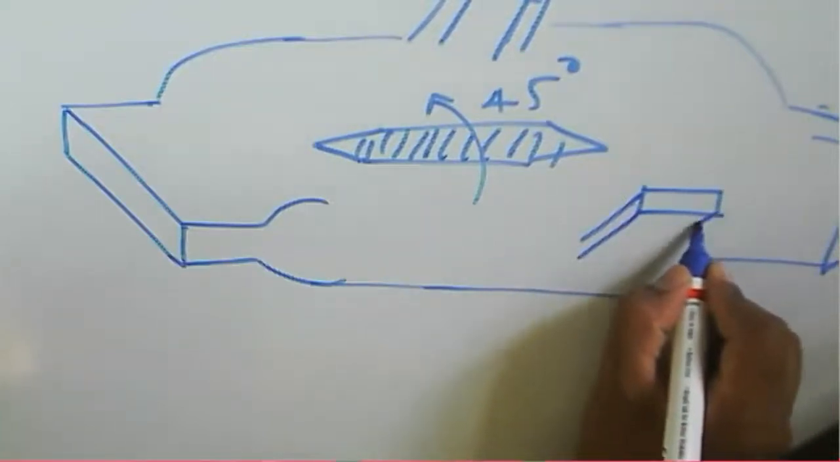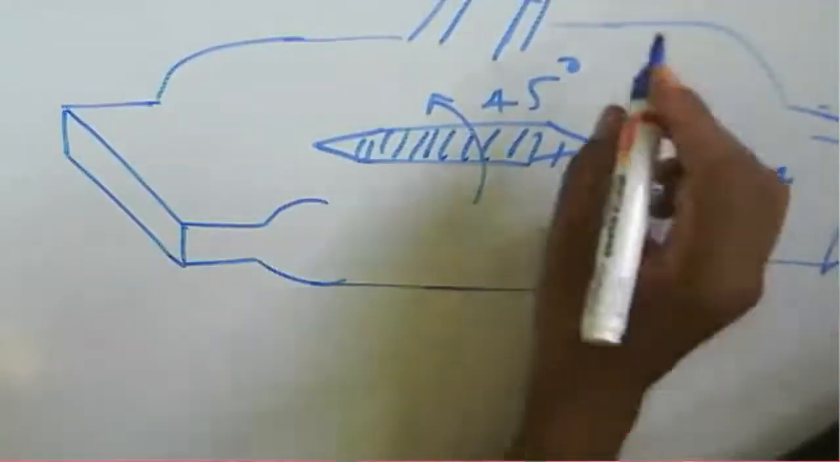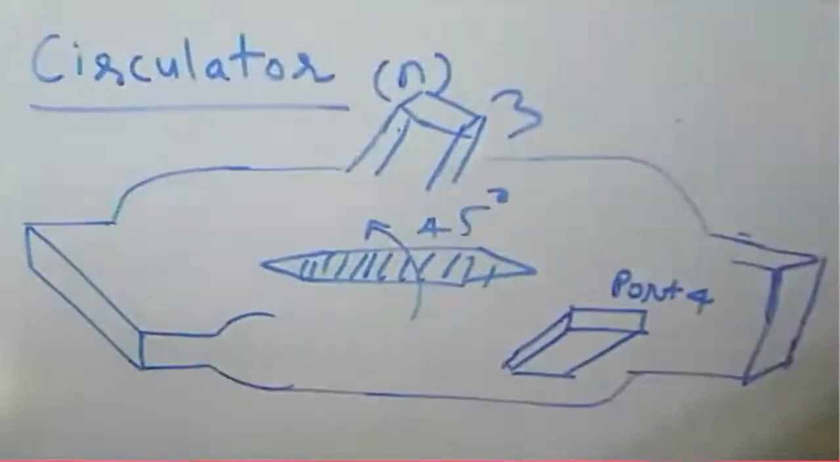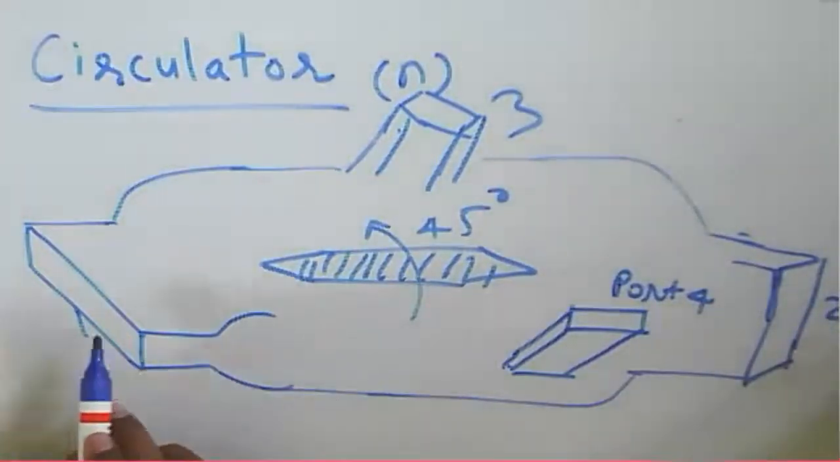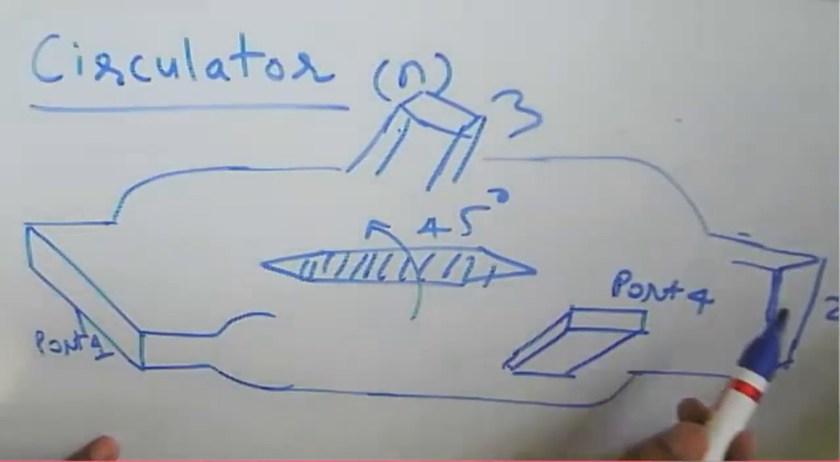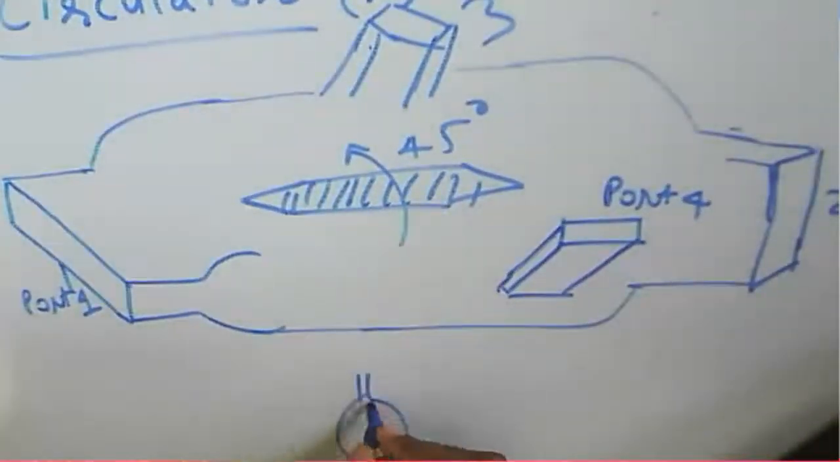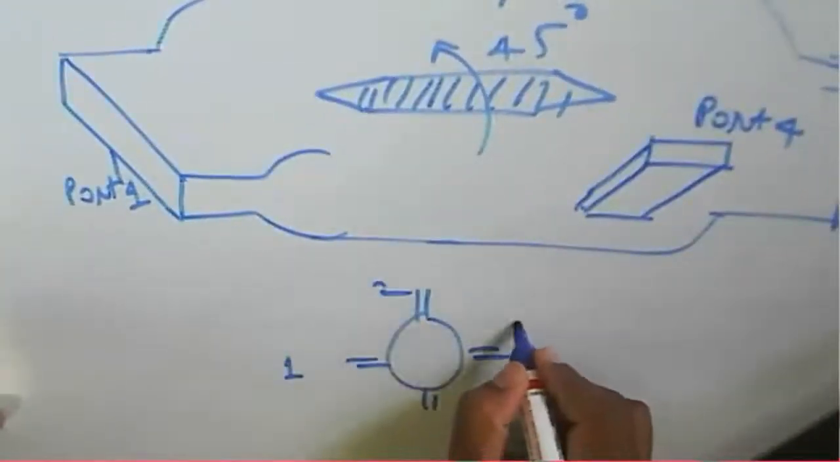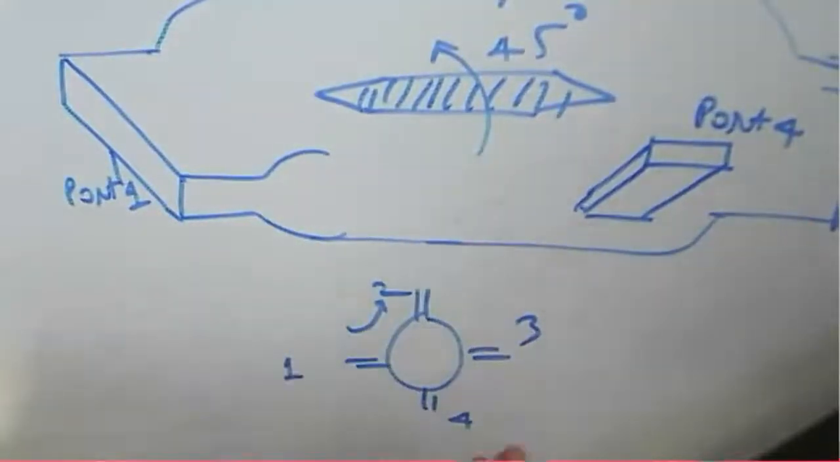We have the other ports here: port 1, port 2, port 3, and port 4. Only in a given direction your signal is propagating: 1, 2, 3, 4. So 1 to 2, 2 to 3, 3 to 4, 4 to 1. Other ports have no coupling.